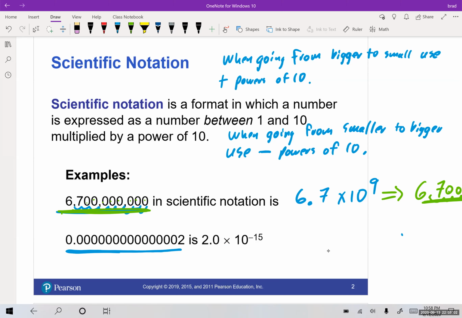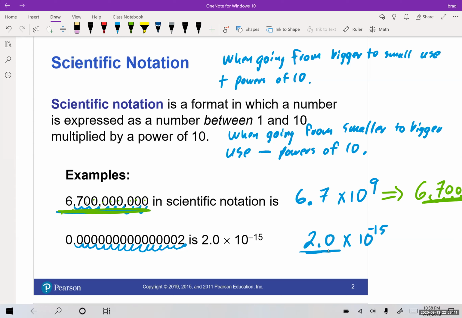So what they did was they wrote 2.0, and then they did times 10. Then they counted. They said, okay, this number here has to end up looking like this. So I'm going to count 1, 2, 3, 4, 5, 6, 7, 8, 9, 10, 11, 12, 13, 14, 15. It took 15 to get that decimal right there. But we're going from a smaller number to a bigger number, so instead of using a positive, I'm going to use a negative 15th power.